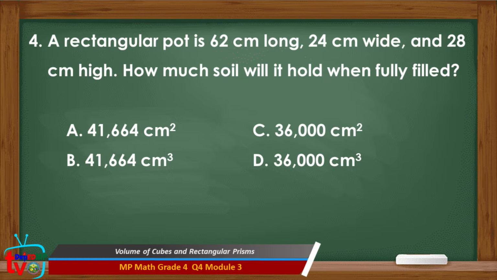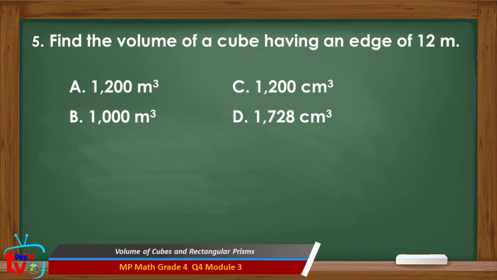Number 4. A rectangular pot is 62 centimeters long, 24 centimeters wide, and 28 centimeters high. How much soil will it hold when fully filled? Letter A, 41,664 square centimeters. Letter B, 41,664 cubic centimeters. Letter C, 36,000 square centimeters. And letter D, 36,000 cubic centimeters.